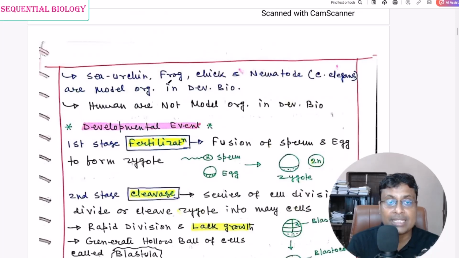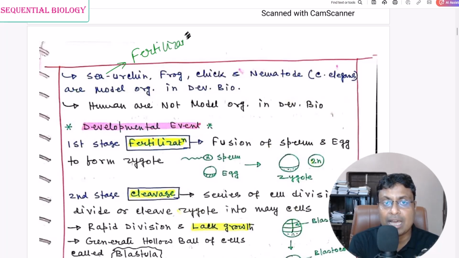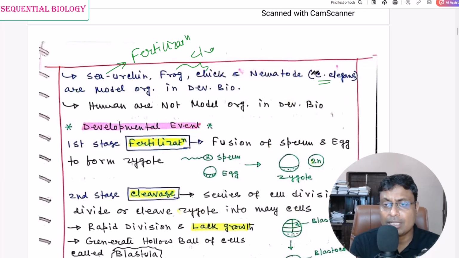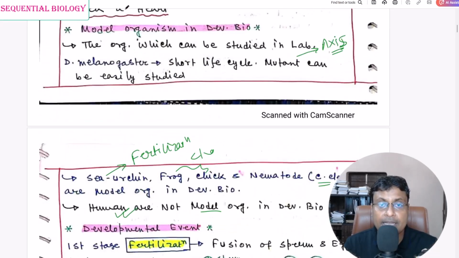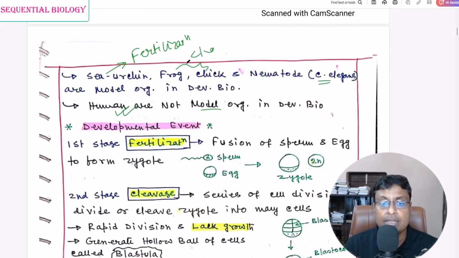In the sea urchin, scientists have studied fertilization, so the sea urchin is a model organism. And in frog and chick, cleavage, blastulation and gastrulation have usually been studied. Nematode, or Caenorhabditis elegans, is also an important model organism in developmental biology. But the human is not a model organism. Remember it, human is not a model organism. These are the important model organisms in developmental biology.